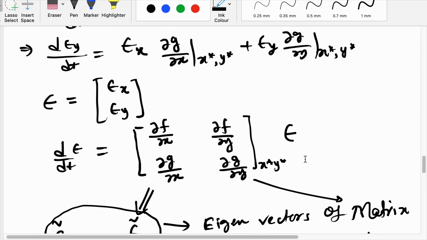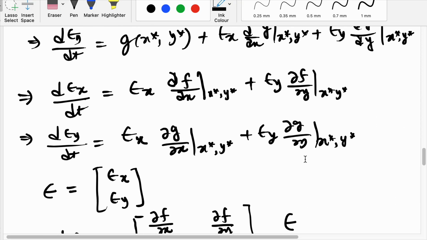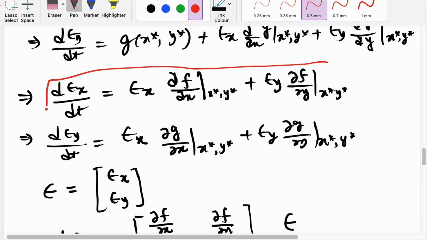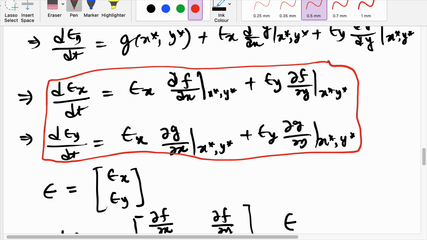So you see, when you just linearize the equation, you will get these two equations, right? And these two equations contain one x directional term and one y directional term. So this is still linear, but if you look at this equation and want to solve it, by looking at it you cannot tell what is going to happen.